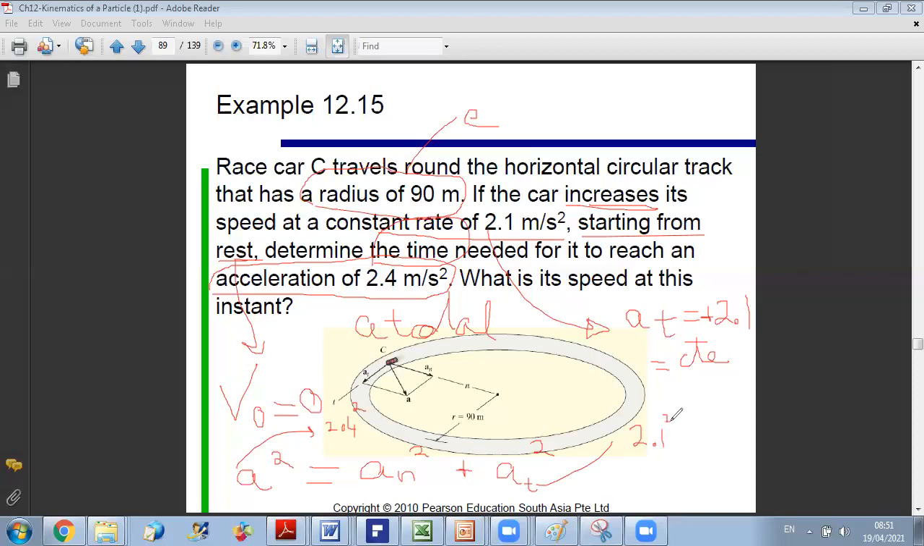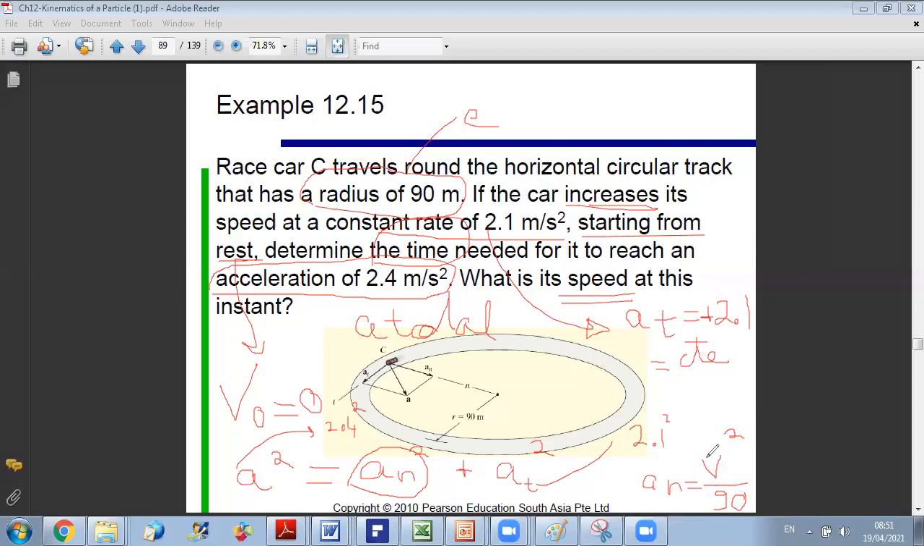Okay. Now, since I am interested in the time needed to reach this position, I should express an as a function of time. How to do this? We know that by definition, an is v square over rho. And here rho is given. It's 90 meters. Since I need time, and look, they asked for time before the speed, so before getting v, I should get the time. This is why I should replace v by a function of time.